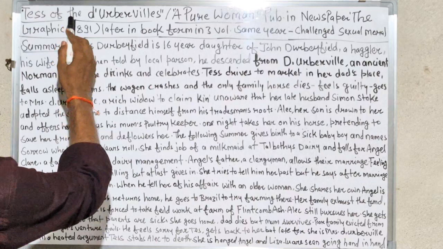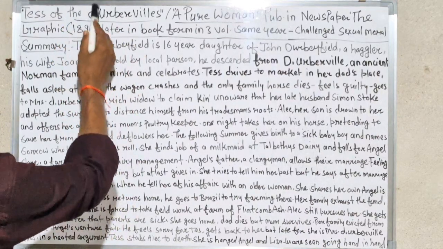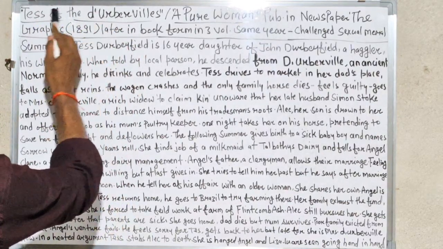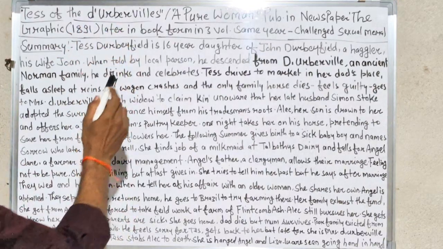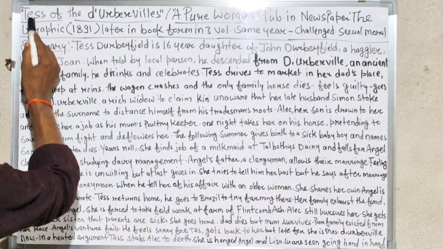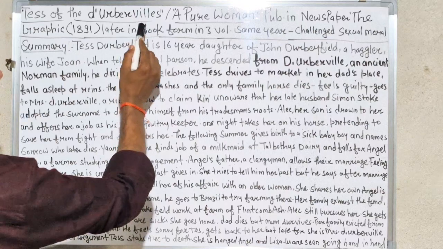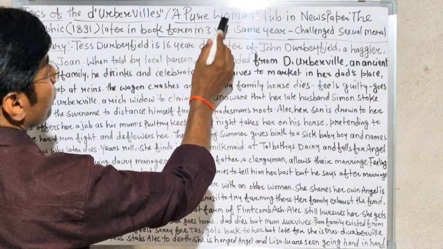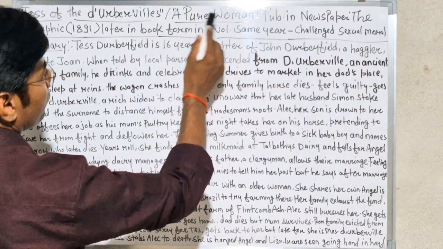Tess of the D'Urbervilles. Remember this. This is the pronunciation. Tess of the D'Urbervilles. This is the main title of this novel. And A Pure Woman is the subtitle of this novel.